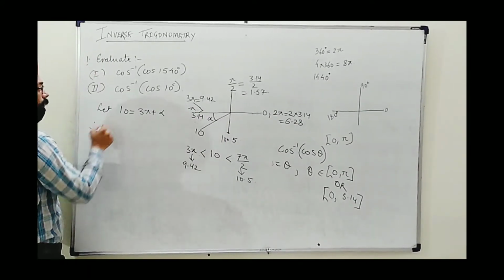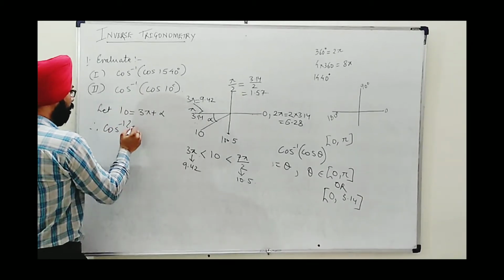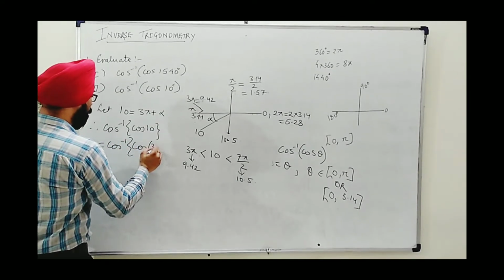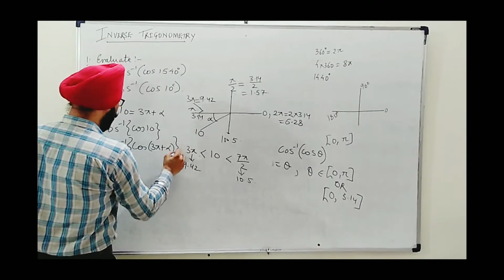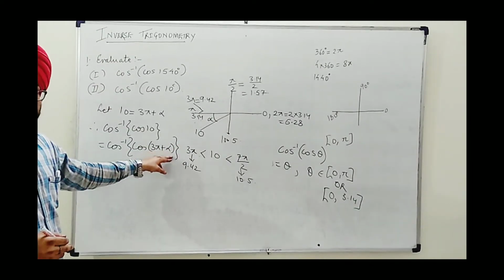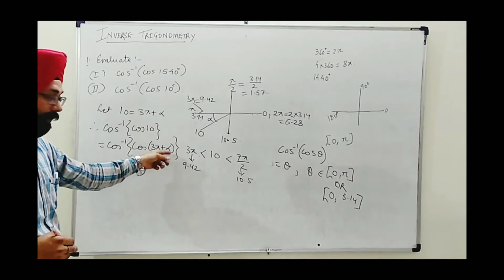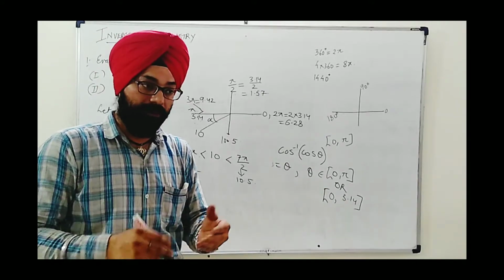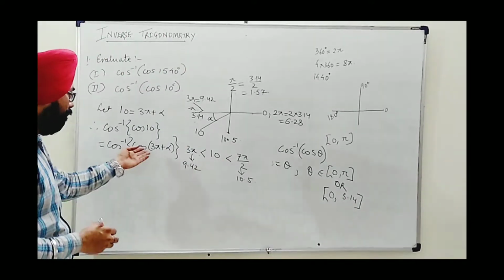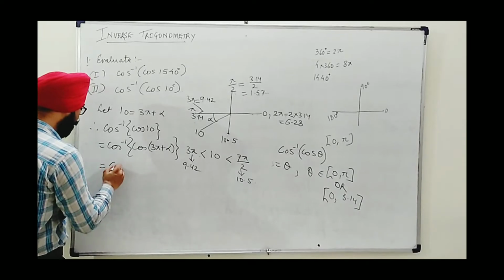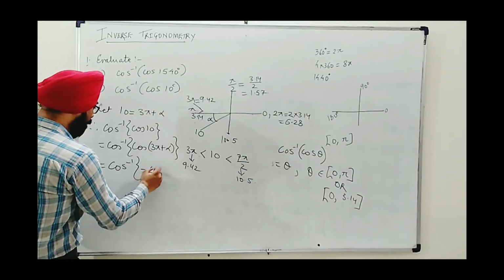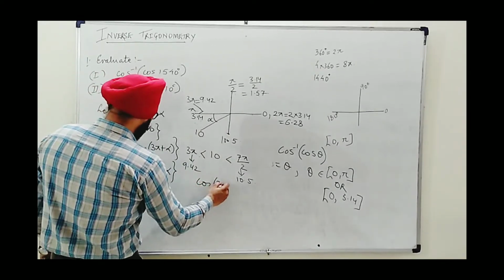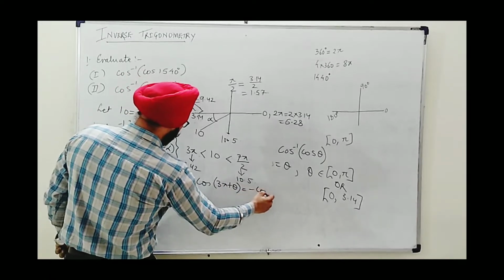So, therefore, cos inverse cos 10 can be written as cos inverse cos of 3 pi plus alpha. Now cos 3 pi plus alpha will show its nature like pi plus alpha, and we know that cos pi plus theta is equal to minus cos theta. Cos pi plus theta by allied angle concept will be minus cos theta. So here we get cos inverse of minus cos alpha by the same concept. You must know cos 3 pi plus theta is minus cos theta.